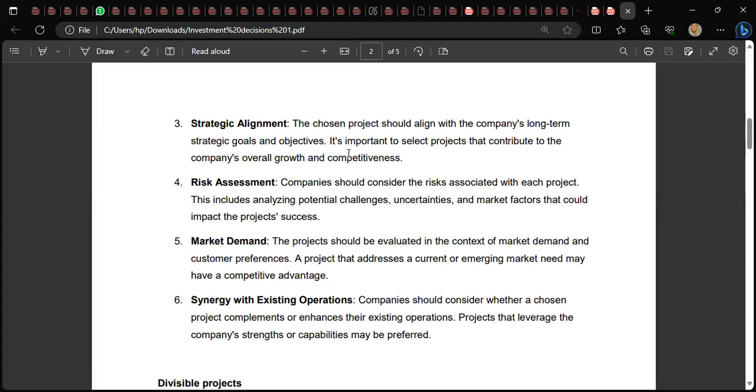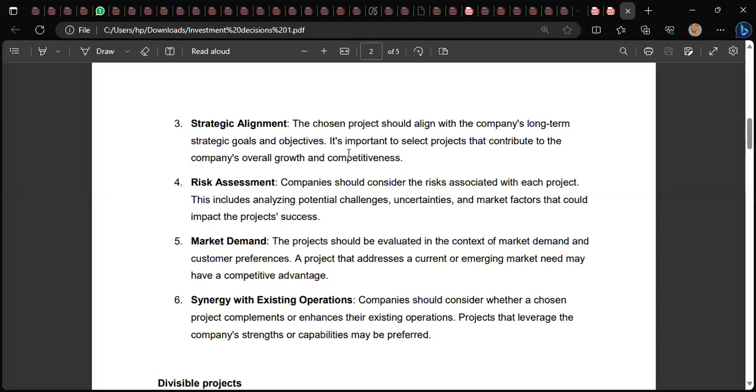Sorry about that. Risk assessment: the company should consider the risk associated with each project, including analyzing the potential challenges, uncertainties, and market factors that could impact a project's success. All of this is among the other non-financial things that you consider. So what we do here in financial management, for starters, is run the calculations and see whether the project is going to be profitable or not, and whether it's going to increase or contribute to the value of the organization.